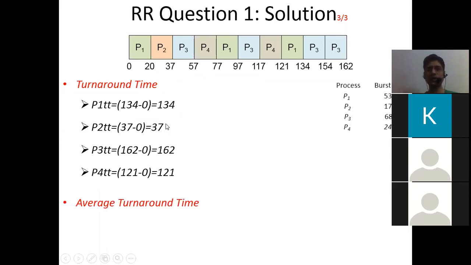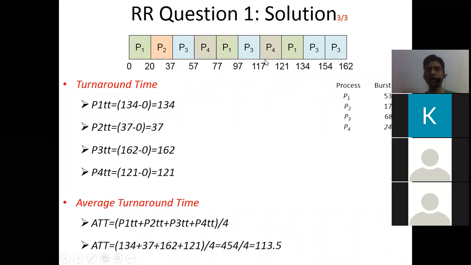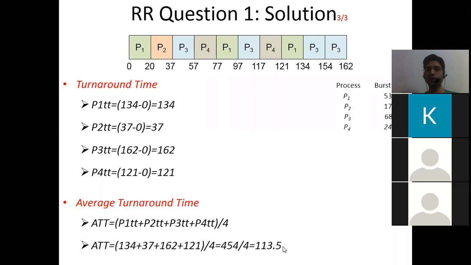Can you do the sum? 134 plus 37 plus 162 plus 121. Prakhar is saying the answer is 1. I don't think that the answer is 1. We have 134 plus 37 plus 162 plus 121, that is 454. Divided by 4, the answer is 113.5. Krishnam has correctly answered. The answer is 113.5, and don't forget to write the unit time at the end: 113.5 unit time.